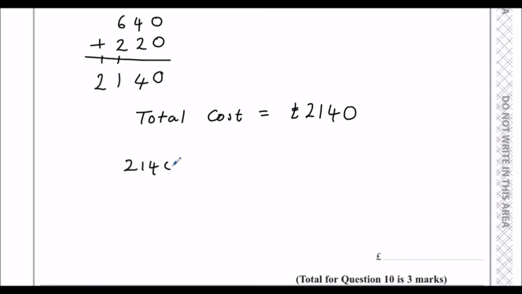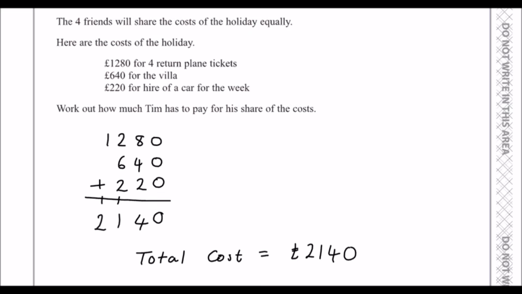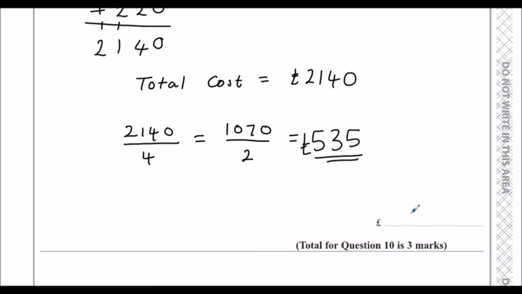So 2,140 shared out between 4. We can just simplify this. So for half, top and bottom, half of 2,000 is 1,000. Half of 140 is 70. And then I'll half it again. Half of 1,000 is 500. Half of 70 is 35. So Tim has to pay £535.